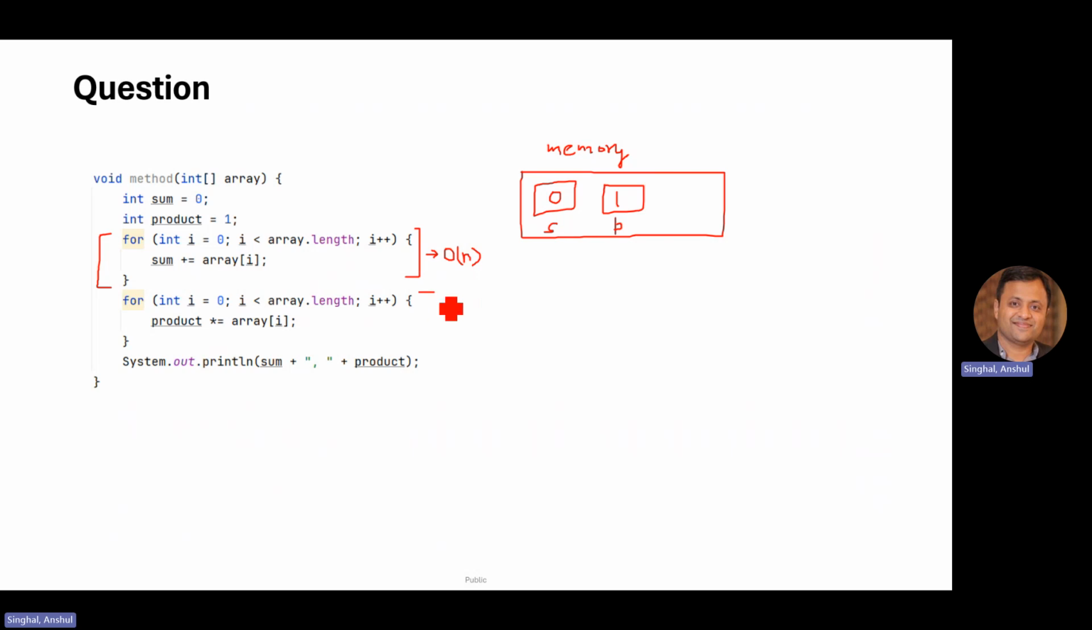Then we have the next block. Here again, we iterate through the same array, starting from 0, incrementing one by one, picking up the value of the array, and doing the product. It's just a single for loop iterating through each element of the same array, so the complexity is again order of n. One more important point is that the first for loop and second for loop are independent. The first finishes and then the second one finishes.